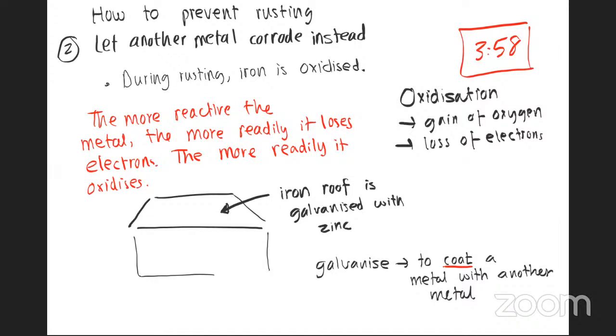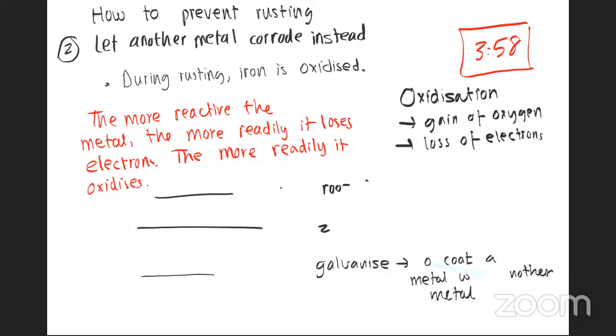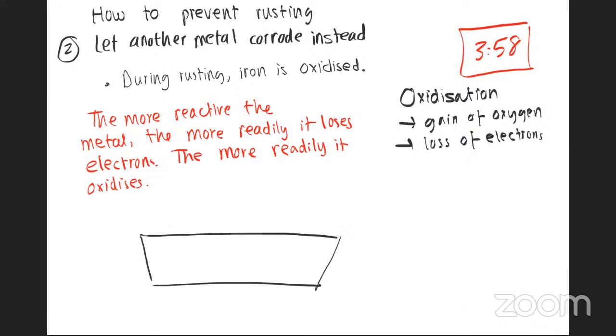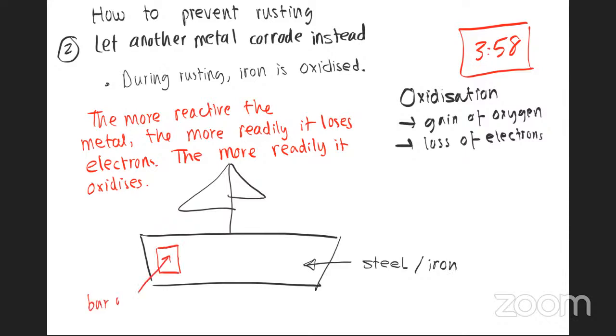So if you attach a magnesium bar on the side of a steel ship, let's say we have a steel ship and on the side you place a magnesium bar. This will be a low quality ship. So this ship is made up of steel, and steel is basically iron. And you're going to place a bar of magnesium on the side.